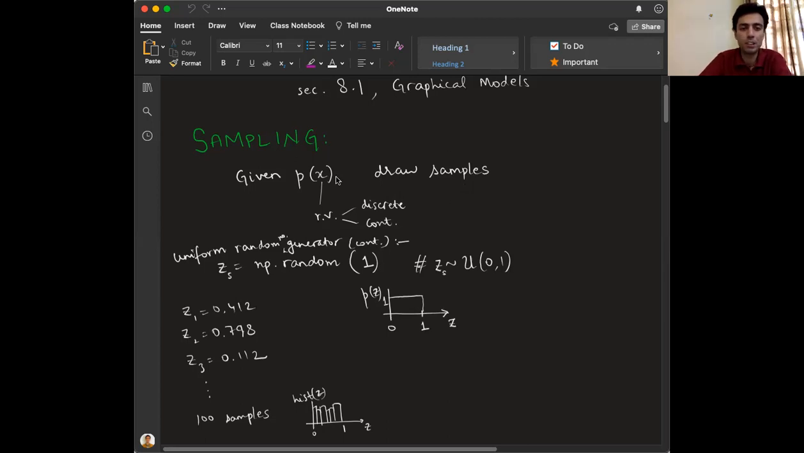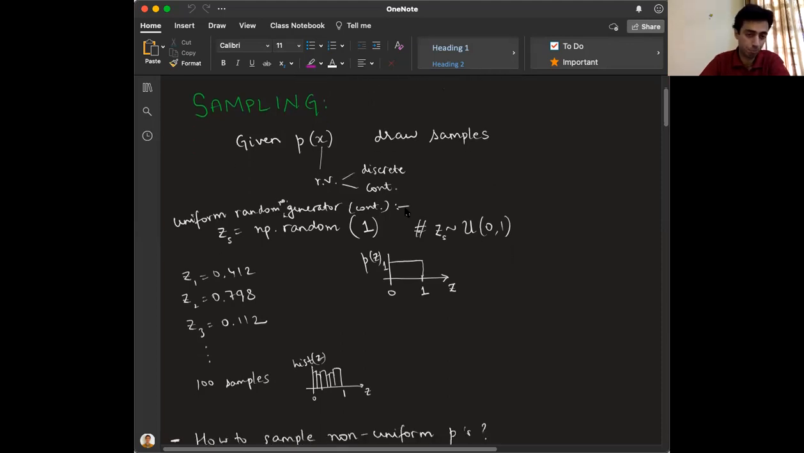So drawing samples from a given PDF. So if we know the PDF, then how to draw the samples. Of course, knowing the PDF or approximating the PDF is another problem, which we will be dealing with in today's lecture. But let us say if we know the PDF, how do we draw samples?